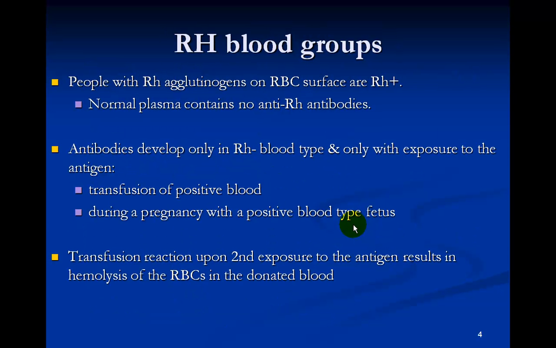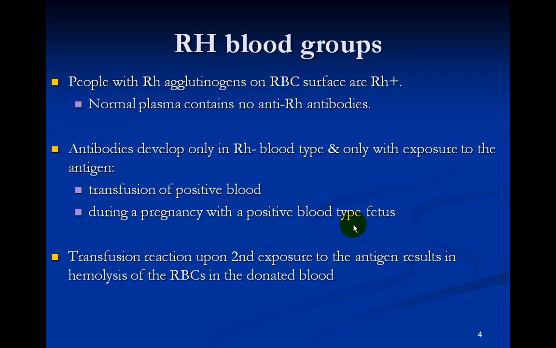Okay, next slide. The Rh blood groups, well, there's another factor involved. There's a number of factors, but the other factor we're going to look at is the Rh blood group. Rh comes from the first 2 letters of the rhesus monkey, which was used in the discovery of Rh factors. And people with Rh agglutinogens on the red blood cell surface are considered to be Rh positive. And normal blood plasma does not contain any anti-Rh antibodies. So if you have the Rh agglutinogens on the surface of your red blood cells, you're considered to be Rh positive. And you'd be Rh negative if you don't have any Rh agglutinogens.